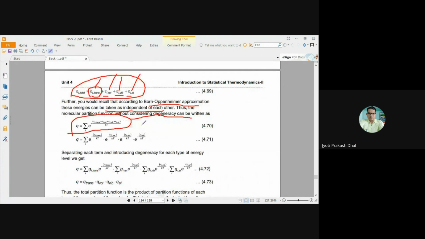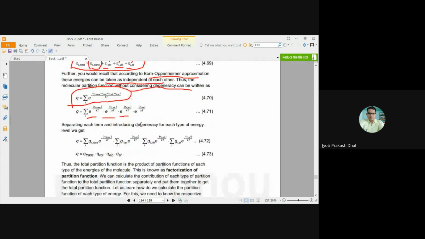without degeneracy, the molecular partition function can be written as e to the power minus, in place of epsilon i, epsilon i translational plus epsilon i rotational plus epsilon i vibrational plus epsilon i electronic, divided by kT. Or Q equals the summation of e to the power minus epsilon i translational by kT into e to the power minus epsilon i rotational by kT into e to the power minus epsilon i vibrational by kT into e to the power minus epsilon i electronic by kT.